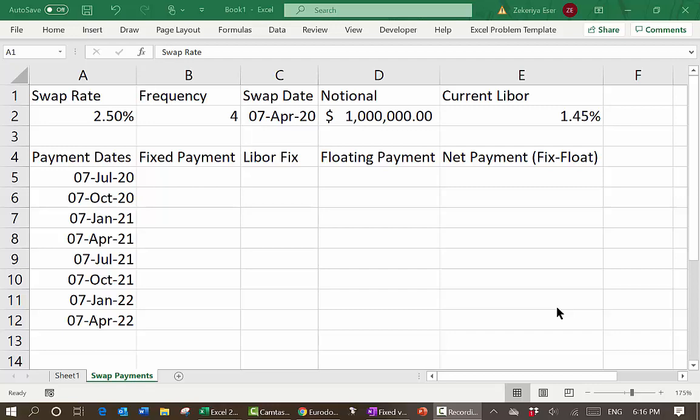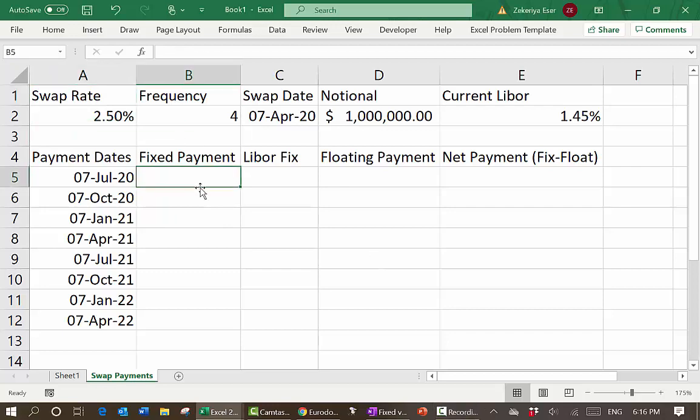In this short video, we're going to look at a 2-year swap based on 3-month LIBOR rates. And we're going to figure out, given a swap rate and given current LIBOR, how the payments in the future are going to be set up. The first part is simple.